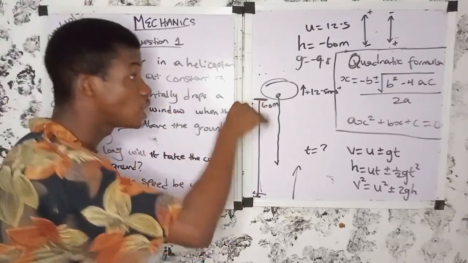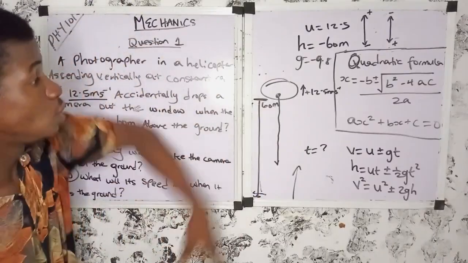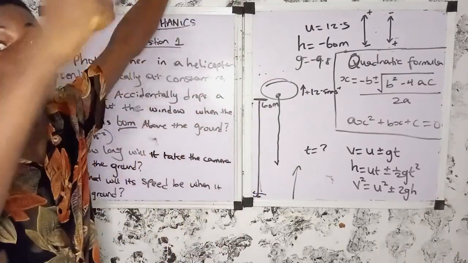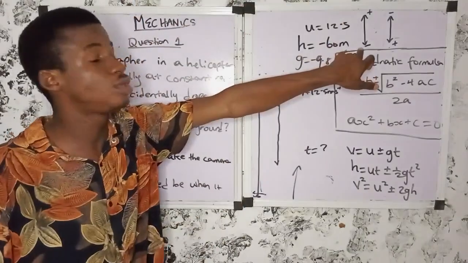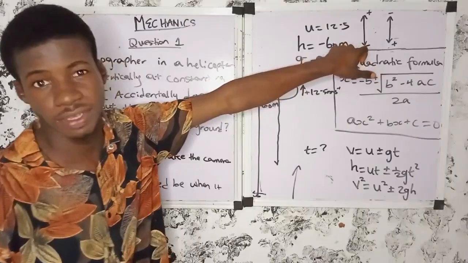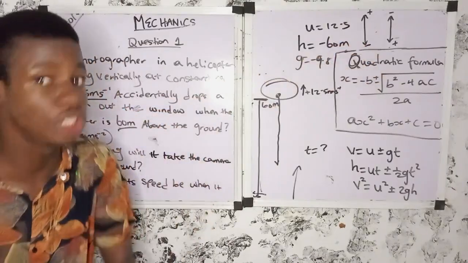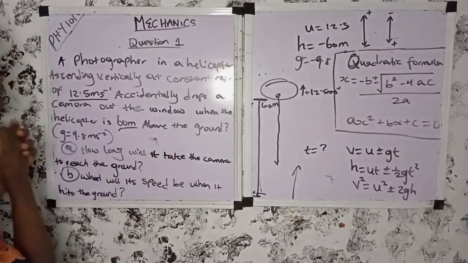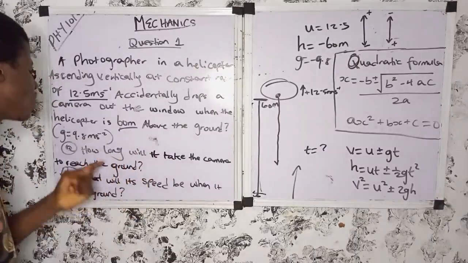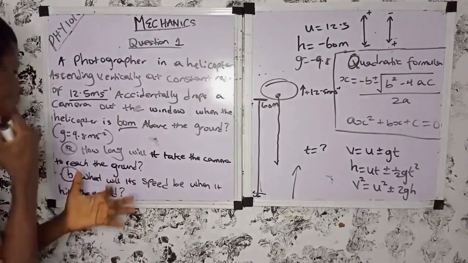Even though the camera is going upward, we all know that g always acts downward, right? And according to the first coordinate, when we are going downward, the sign is usually negative. Yes, g always acts downward. g does not act upward. So g is equal to minus 9.8. Now they are telling us to look for the time: how long will it take the camera to reach the ground?